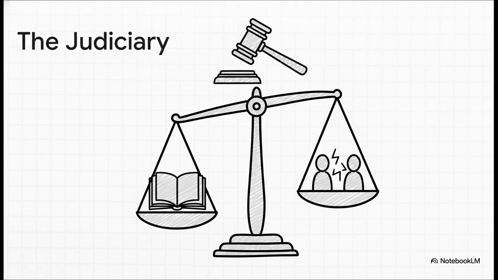And finally, we have the judiciary. Think of this branch as the referee. Their job is to figure out what the laws actually mean and how they apply in real situations. So whenever there's a dispute, whether it's between two regular people or a person and the government itself, the judiciary is the one that makes the final call.